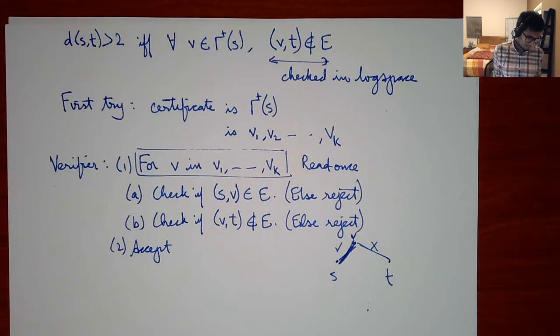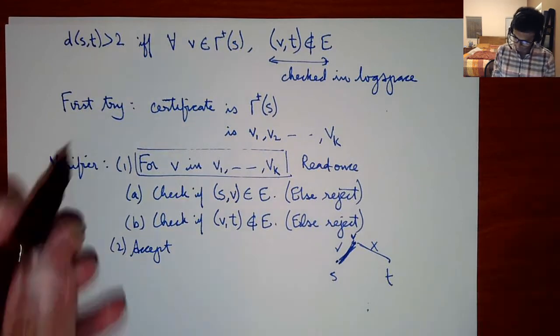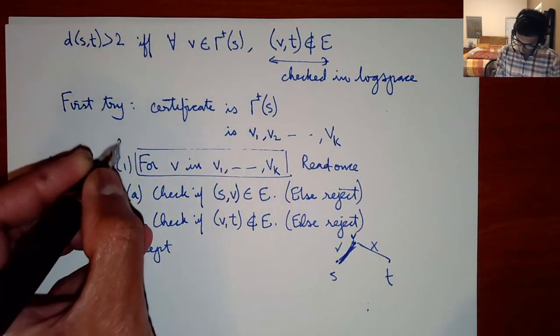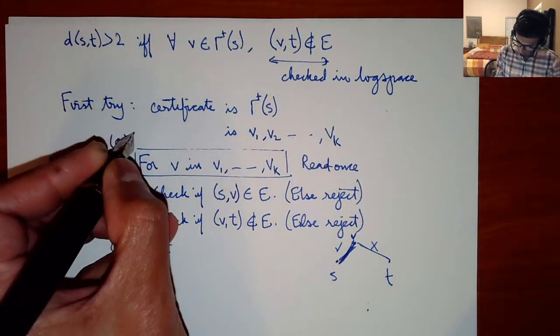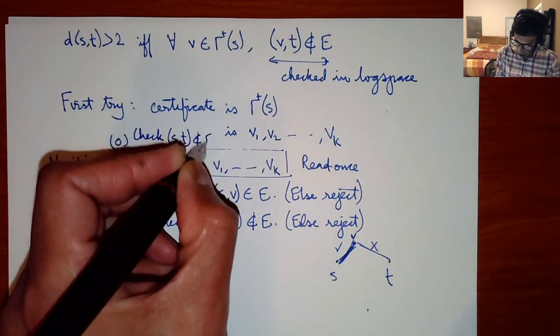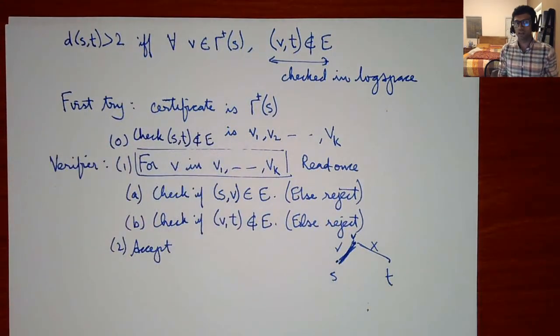Well, do we check if S and T have an edge? Sure. Okay, we can check if S and T have an edge. So you're right. We'll say check ST is not any. But yes, that's not the problem. There's a bigger problem. So you're right, I did omit that. Yeah, there's a bigger issue.